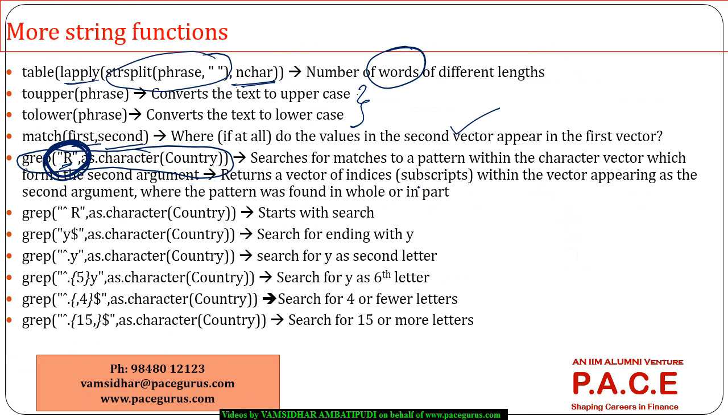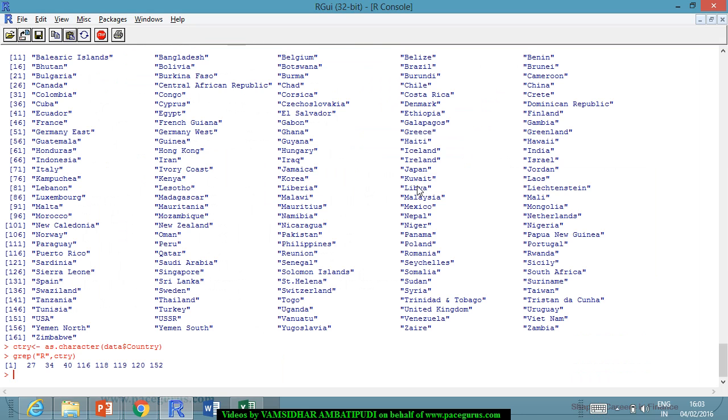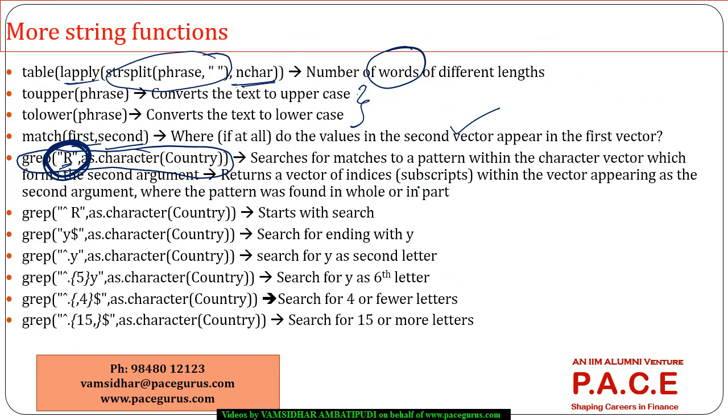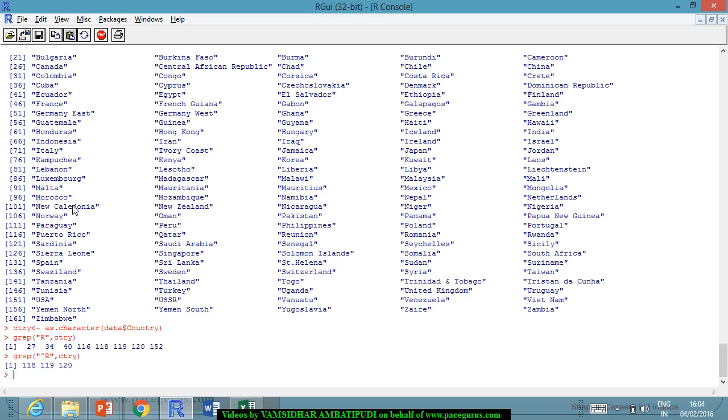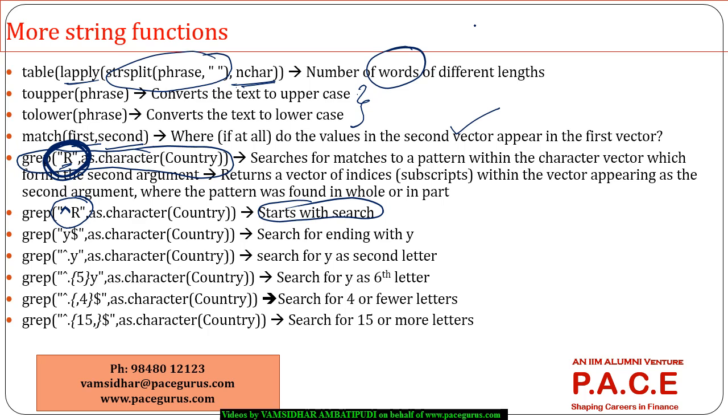That's a good thing. Now I really want to see, no, it's not that way. I want only those countries which start with R. So if I want to start with some specific letter, instead of just typing R, I put a power sign before it. All else remaining the same, this will give me only the 118th, 119th, 120th elements. So it is Reunion, Romania and Rwanda. These are the only three countries that have capital R as the beginning letter.